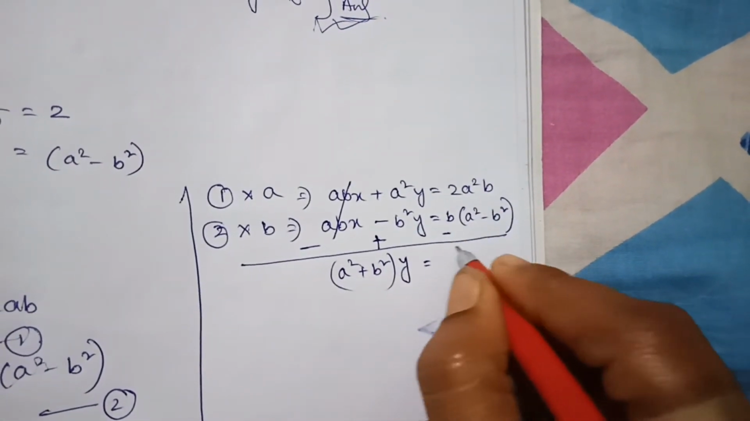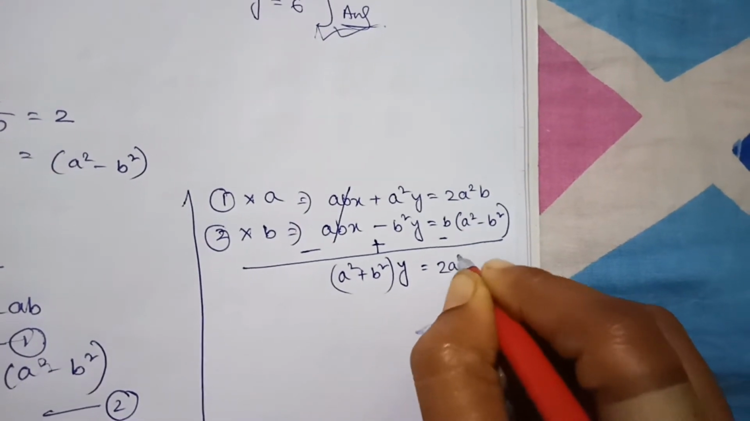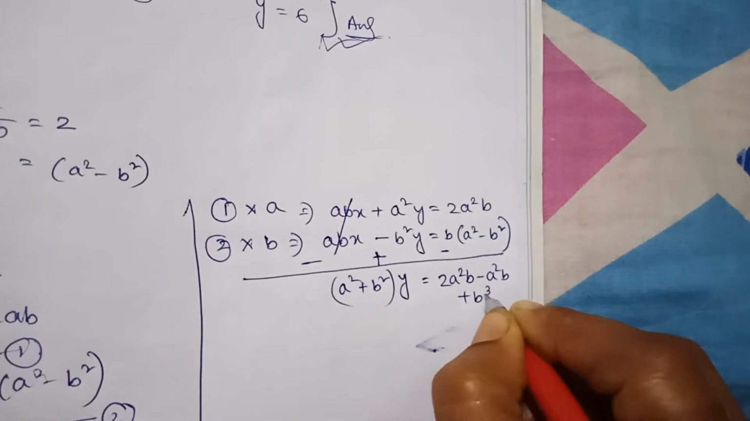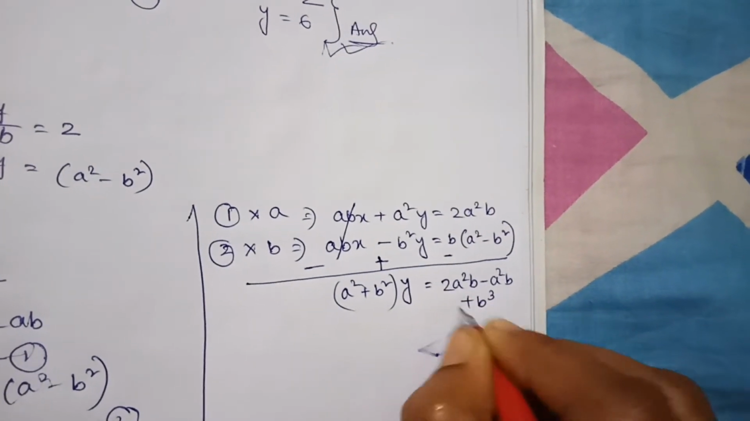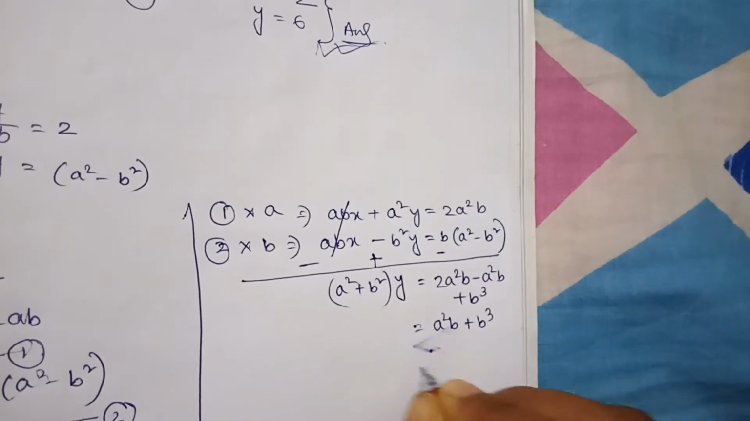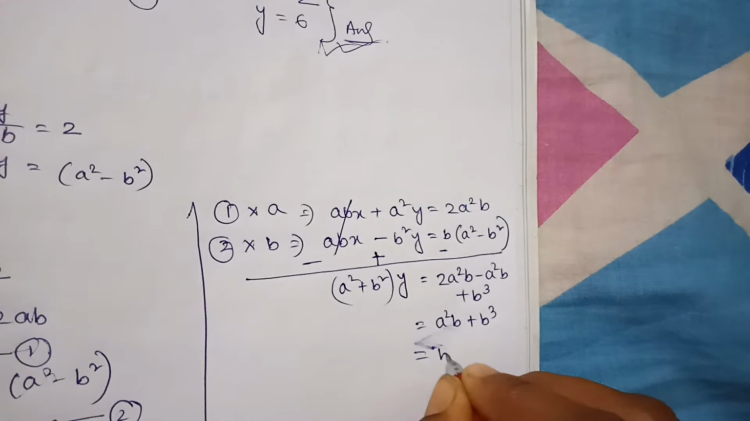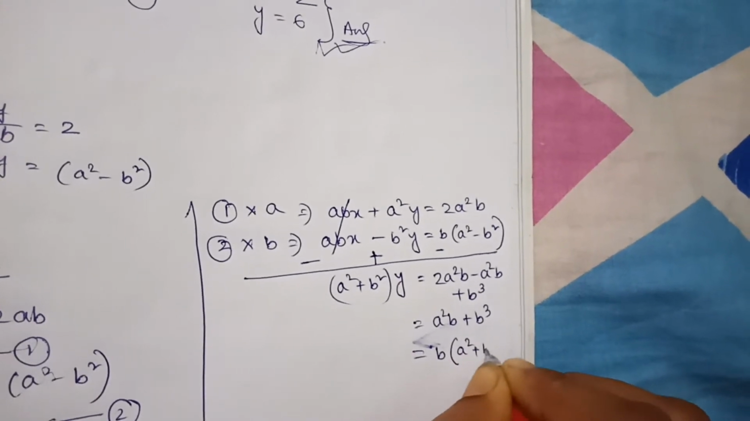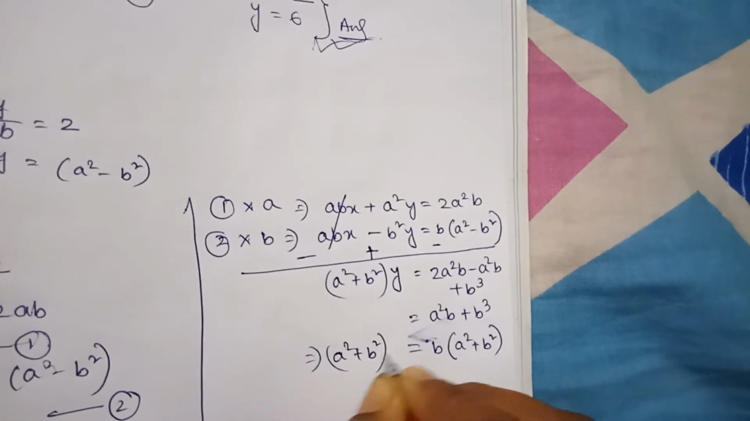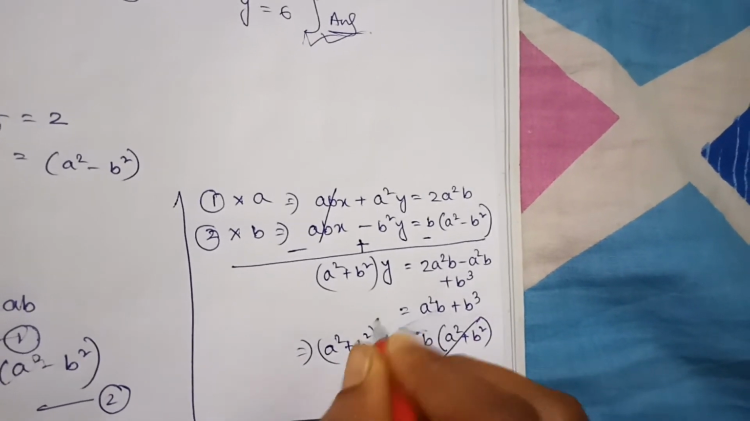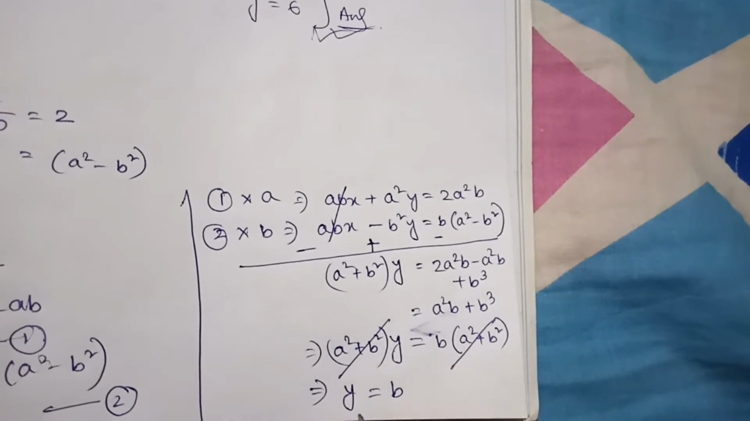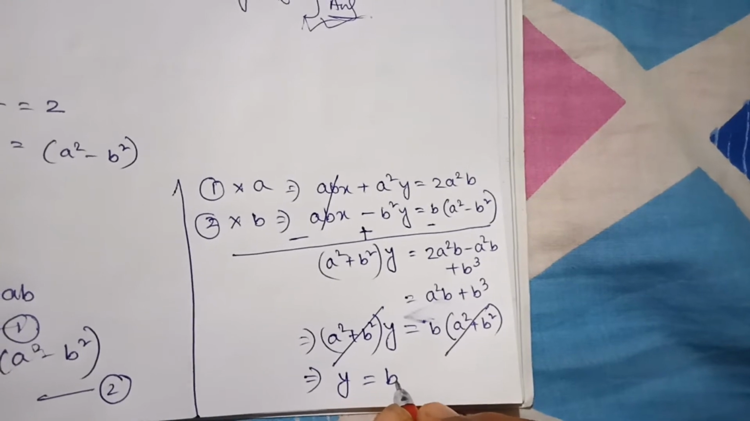And this equals 2A square B minus A square B plus B cube. From this we are getting A square B plus B cube. From this we are getting B common, so A square plus B square. That means A square plus B square into Y equals this. From both sides A square plus B square will be cancelled out. So we are left with Y's value as B.